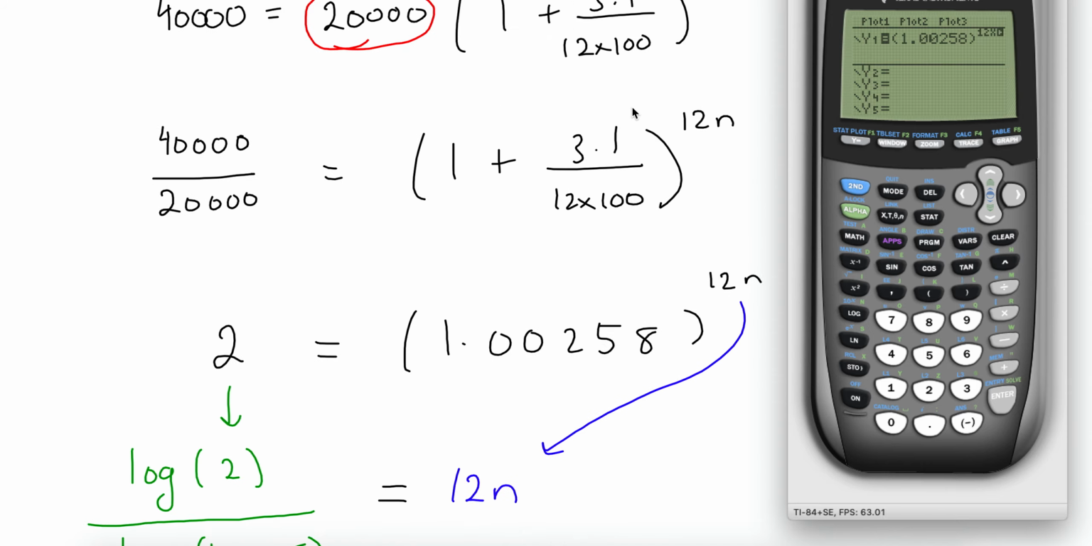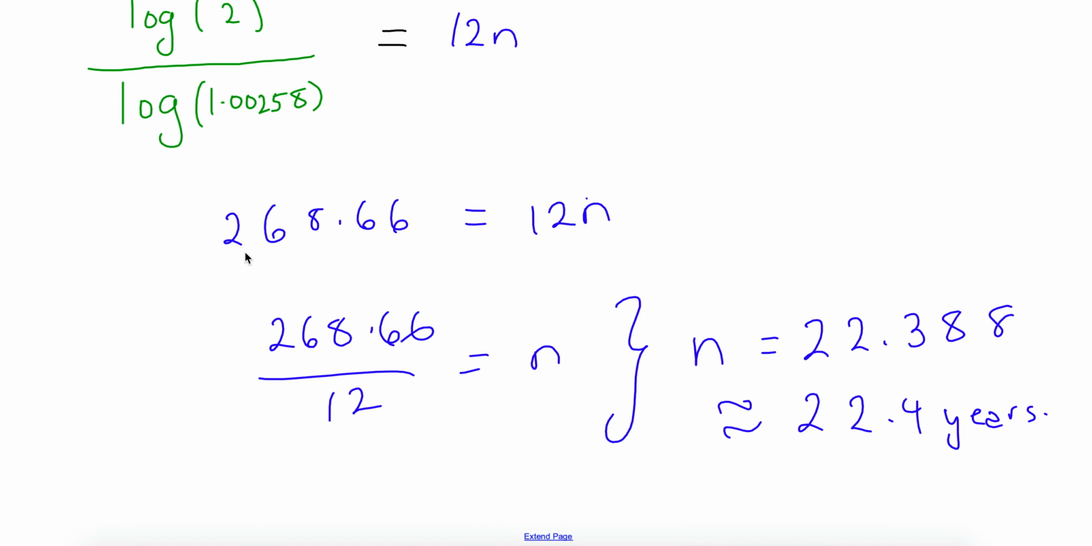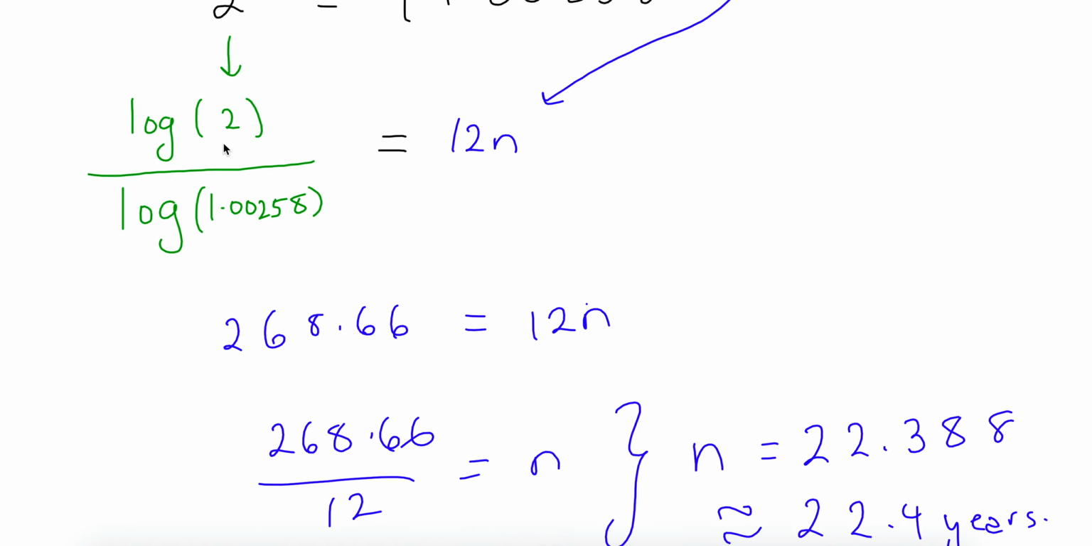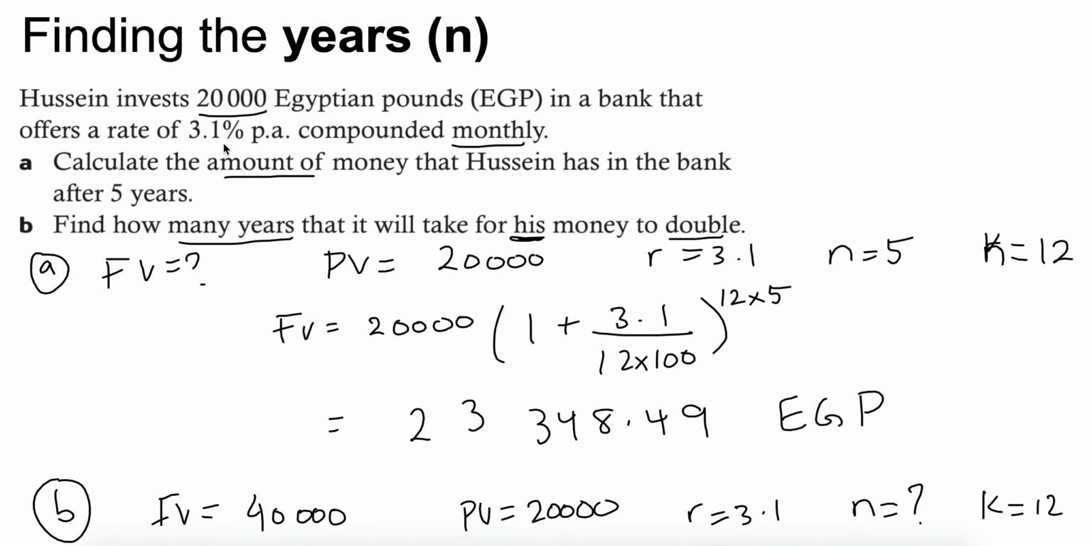If you did the same thing here, you wrote 20,000 times 1 plus 3.1 over 12 times 100 to the power of 12x, and then you look down at the x and see which y value would give you 40,000, then it would be something close to 23. It wouldn't be 22 again because 22 is still less. The more accurate answer is 22.4. This is the more complicated one in terms of the power. Just remember to use logs.